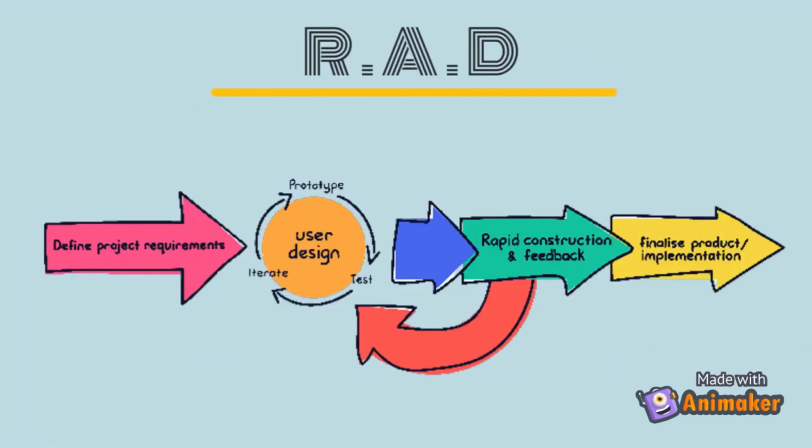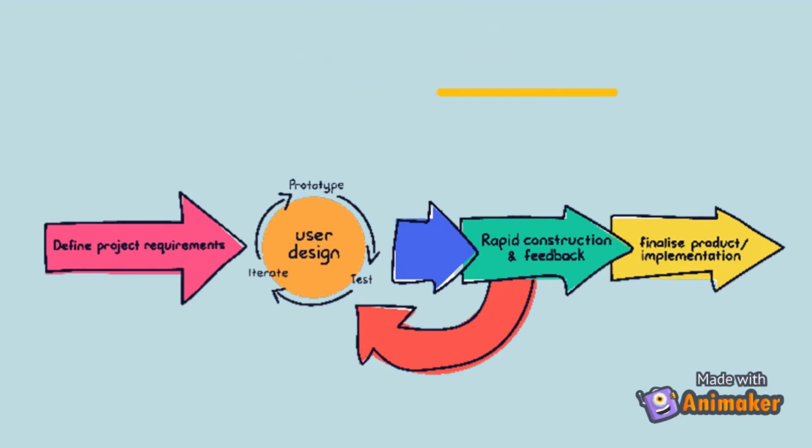Here we have a pictorial representation of the RAD cycle. First, you define project requirements. Then on to user design, where you prototype, test, and iterate. You then go on to rapid construction and feedback. And if the feedback is not likable, you repeat the process of user design until there is likable feedback. Then finally, there is a finalized product implementation.